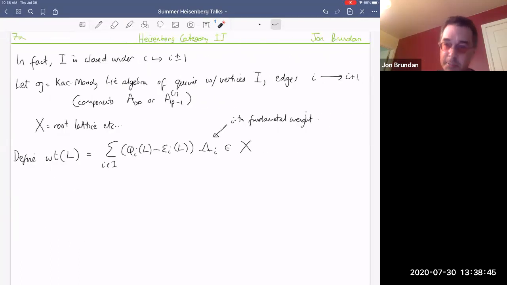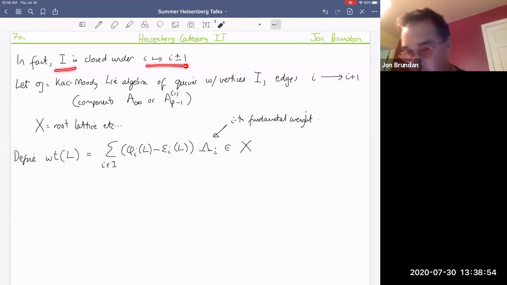So you have to do a little bit of work here. You have to show that this spectrum actually is closed under these maps, adding 1 or subtracting 1. So my spectrum is closed under this. And then I'm going to look at the quiver, which has this set I as its vertices, and it has an edge from I to I plus 1 always.